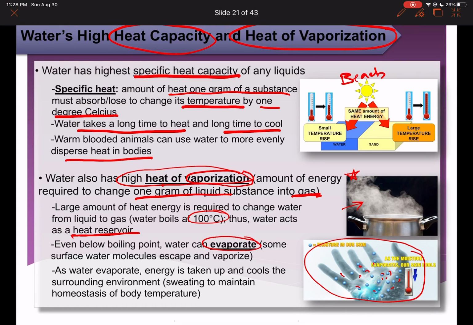Remember what homeostasis means from chapter 1, the maintenance of a stabilized internal environment. One attribute of that internal environment is our body temperature, and sweating helps us to maintain that.